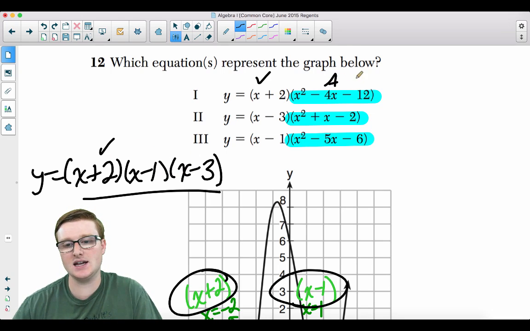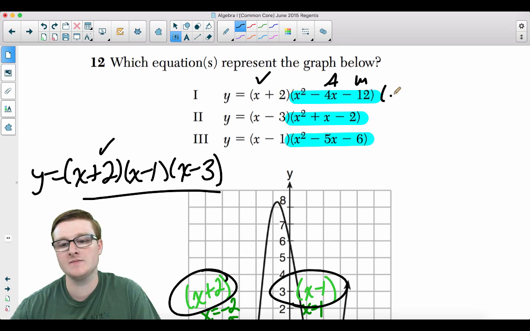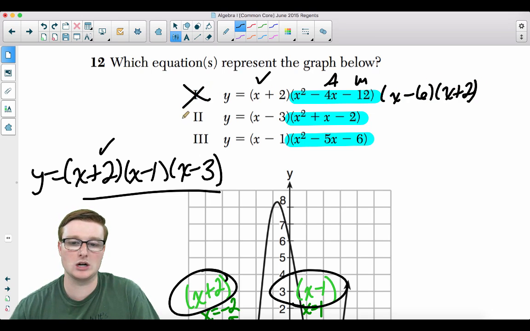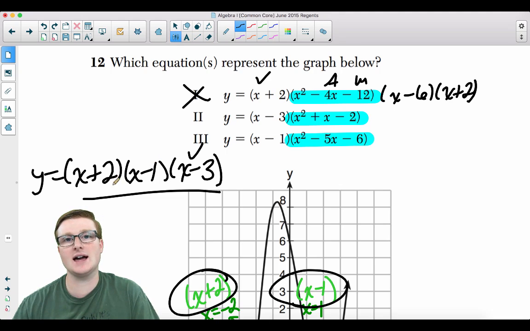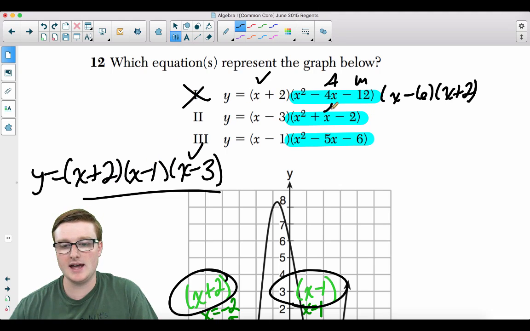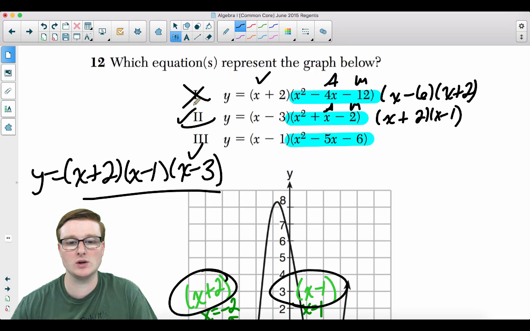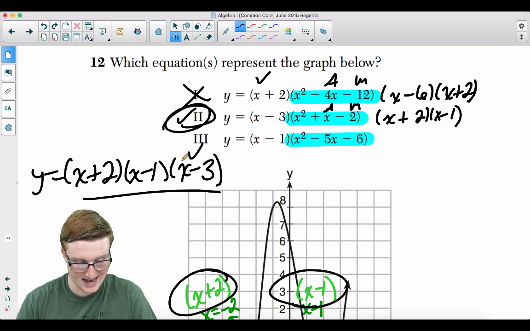What adds to negative 4 and multiplies to give you negative 12? That is going to be x minus 6, x plus 2. That does not work. Let's take a look at number 2. Number 2 says x minus 3. So that's here. So we're looking now for x plus 2, x minus 1. So what adds to positive 1 and multiplies to give you negative 2? That is x plus 2, x minus 1. Does that work? Yes, it does. So choice 2 so far is the correct answer.